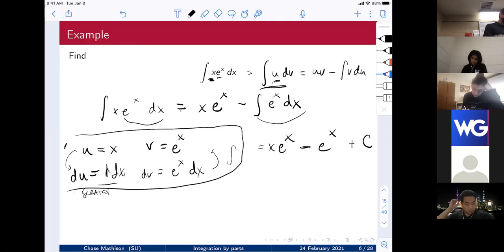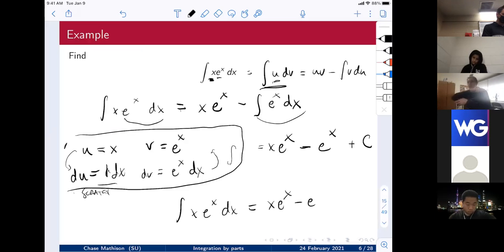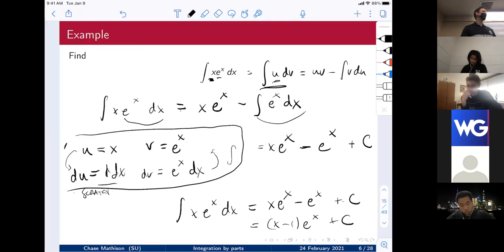So we just showed that the integral of x times e to the x is x times e to the x minus e to the x plus some constant. Or if you want to rewrite this as x minus 1 times e to the x plus c, that's also fine. But that's the real power of integration by parts. It takes an integral that's hard to do and turns it into another integral that's hopefully a lot easier to do.